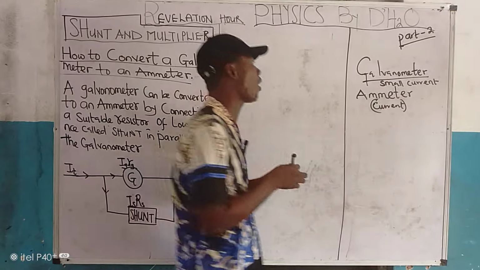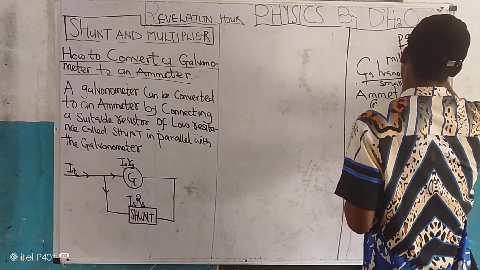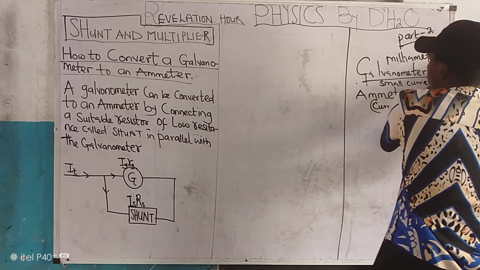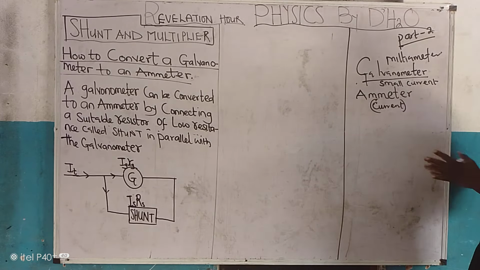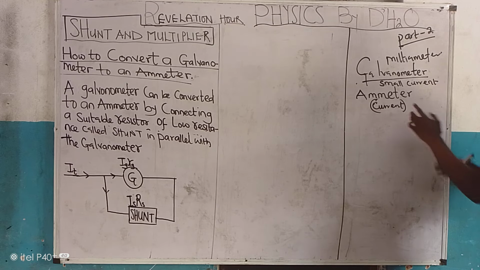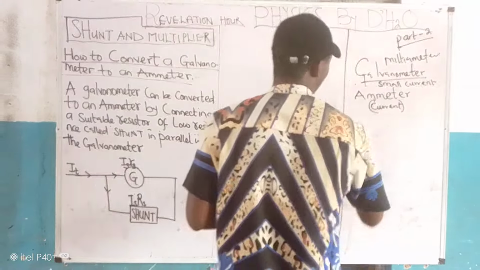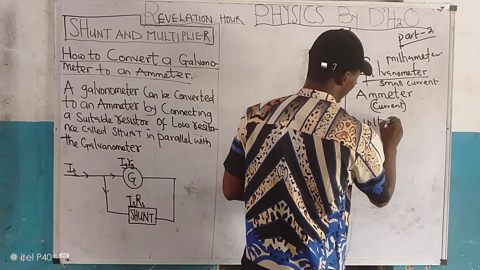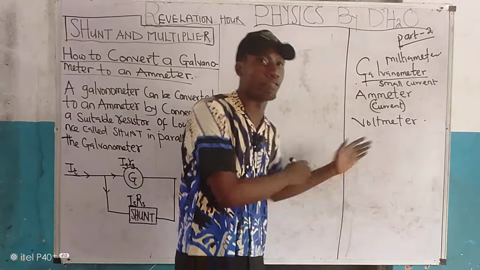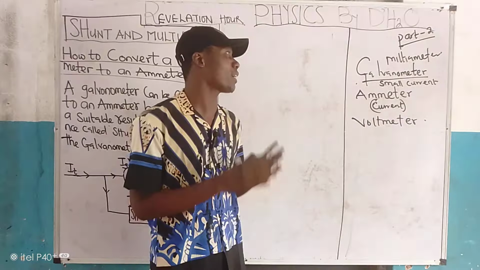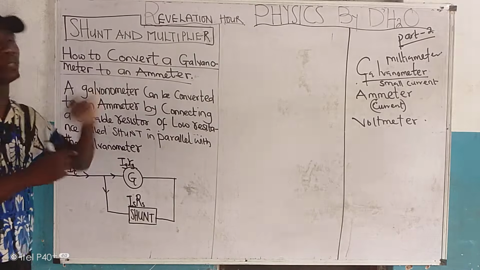That is why we call galvanometer milliammeter. Please take note of that. Your milliammeter is the same as your galvanometer. So galvanometer is to measure small current, while ammeter measures current, whether small or big. Then again, what is a voltmeter? A voltmeter is a device that is used to measure voltage. So we have three important circuit elements under this subtopic called shunt and multiplier.